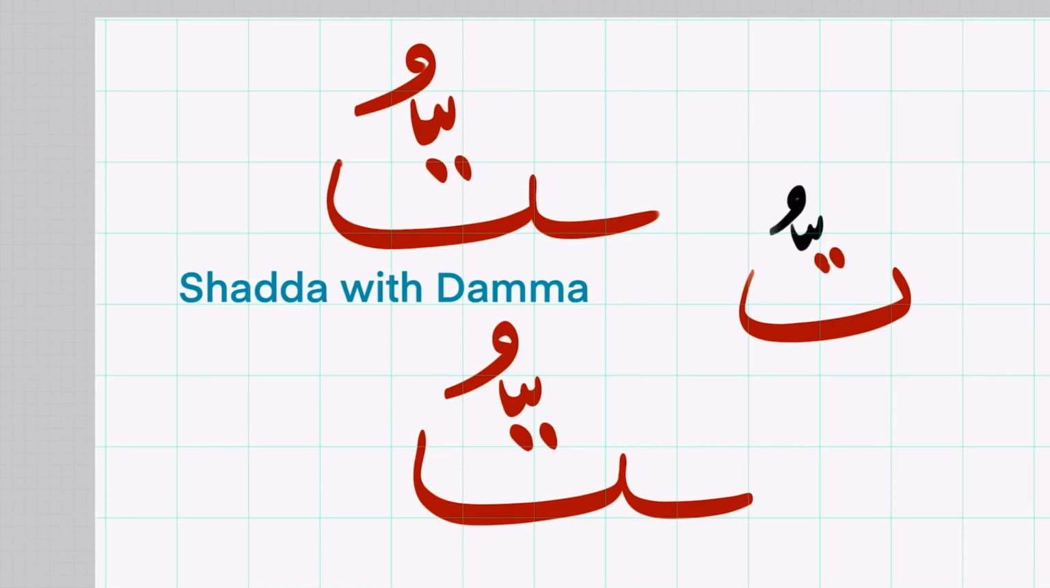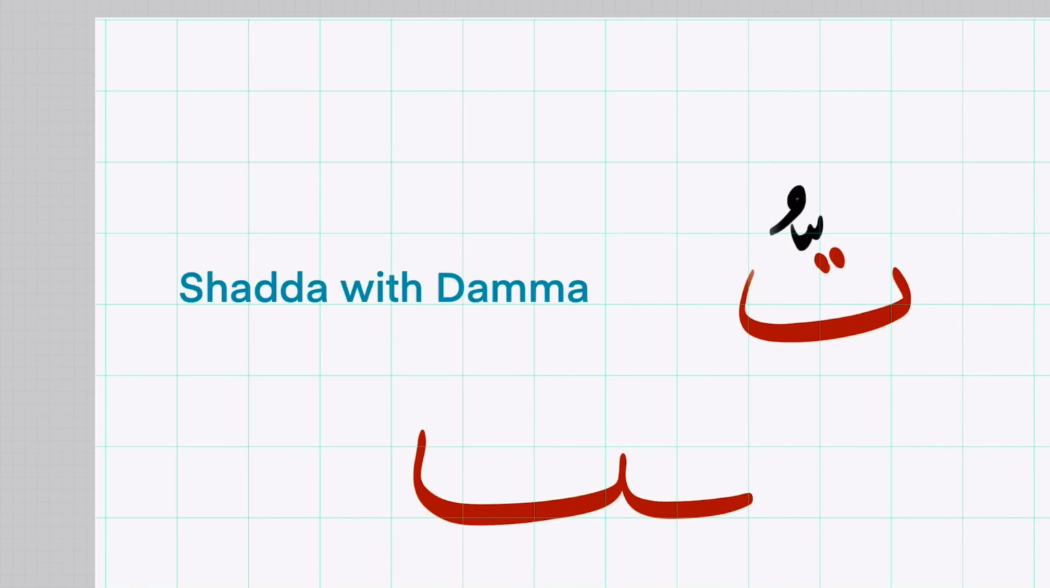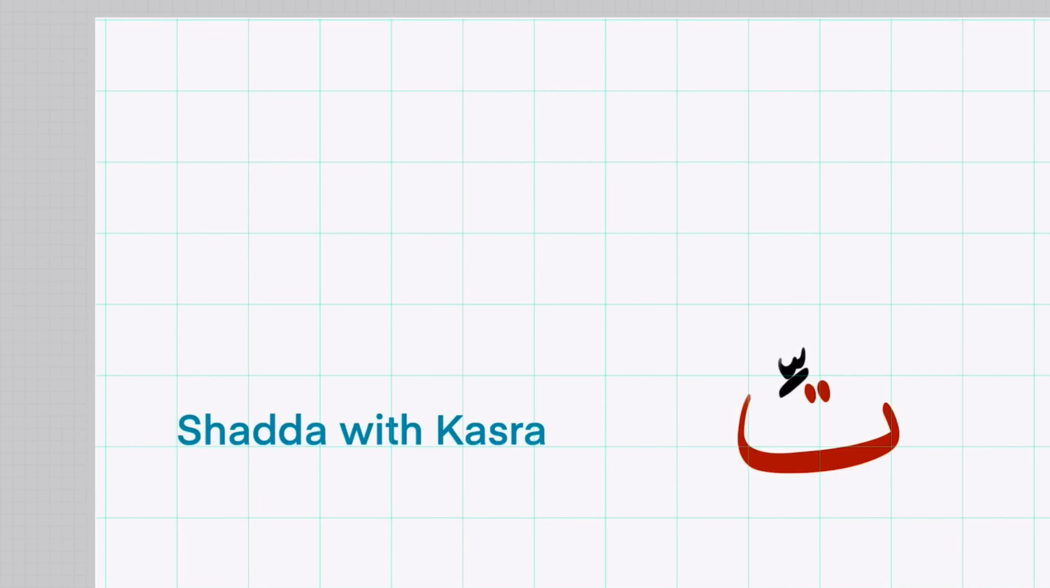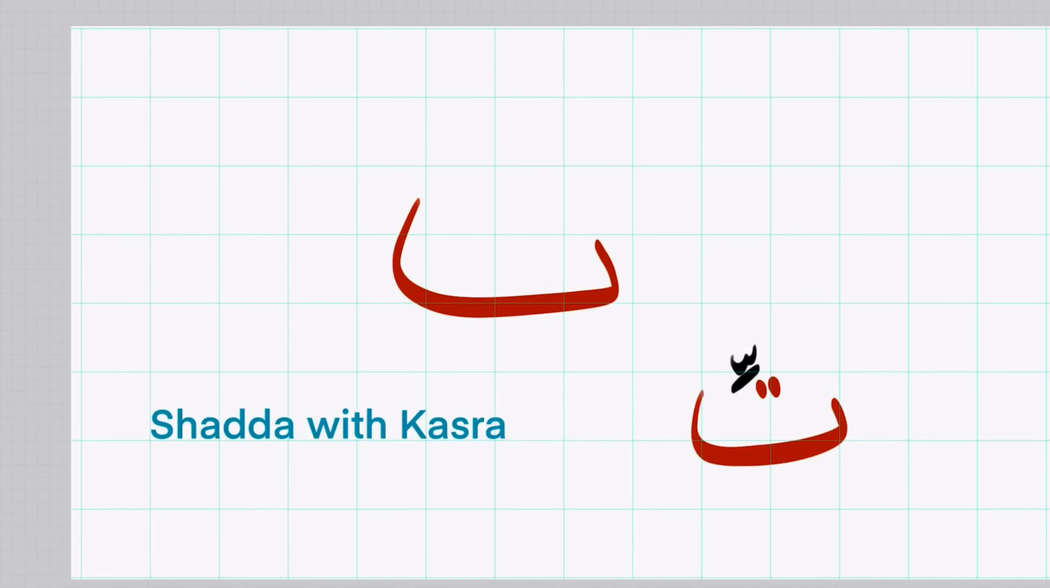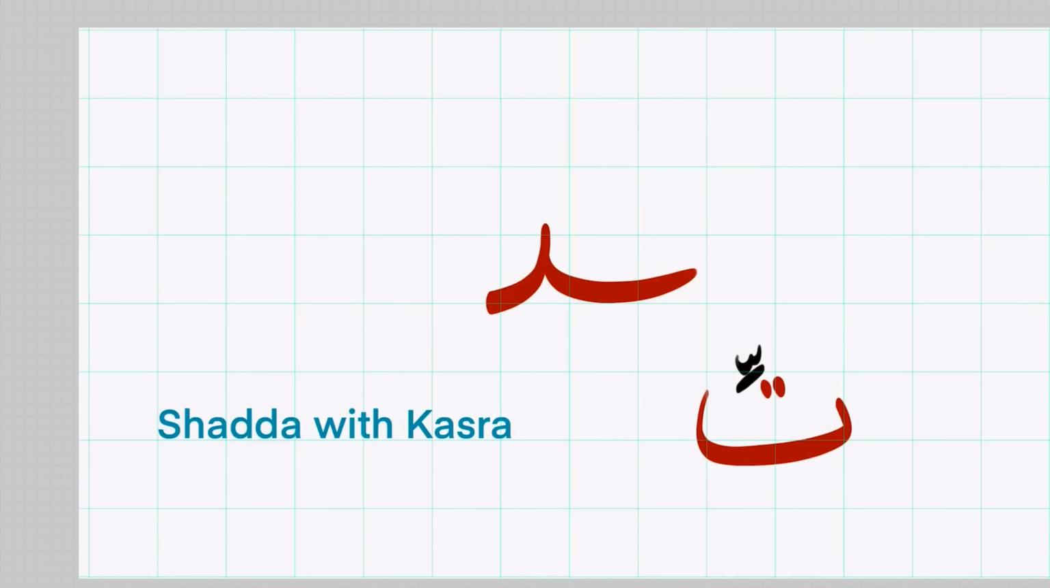Let's see if you got it right. So this is itti. The letter is emphasized with a short vowel kasra. Itti. Let's practice. How about if it was in the middle of a word? How about if it was at the end of a word attached to a letter before with a shadda with kasra?